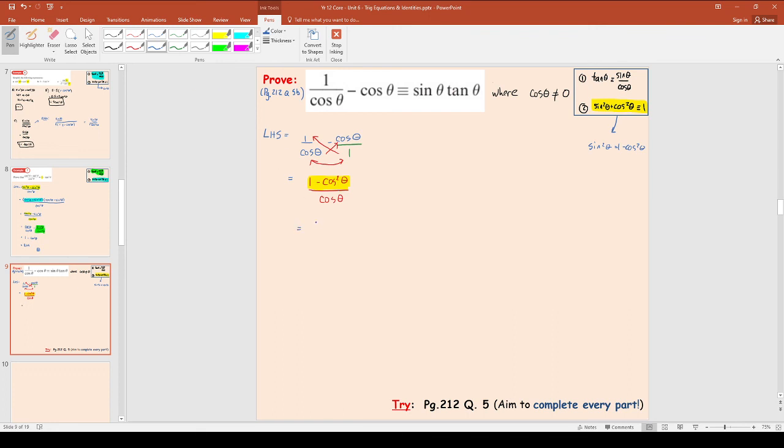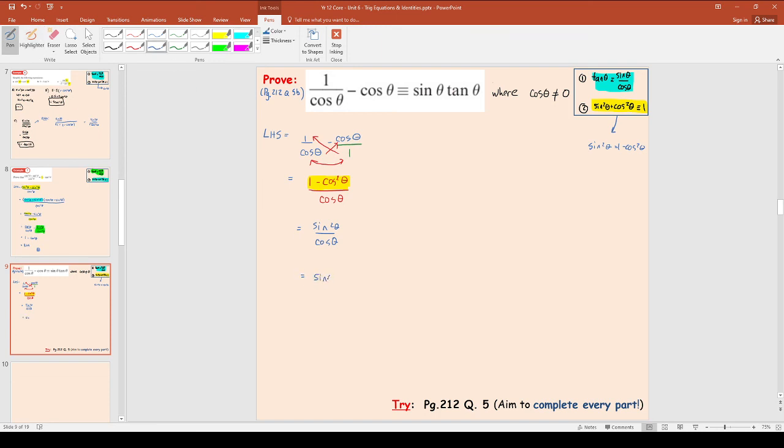So on this side, you're going to get sine squared theta over cos theta. Now we still don't have the final answer yet. It's supposed to be sine tan. But we do know that tan is sine over cos, right? Again, so we're using this one again. Sine over cos. I do have a sine over cos, but the trouble is I have a sine squared over cos.